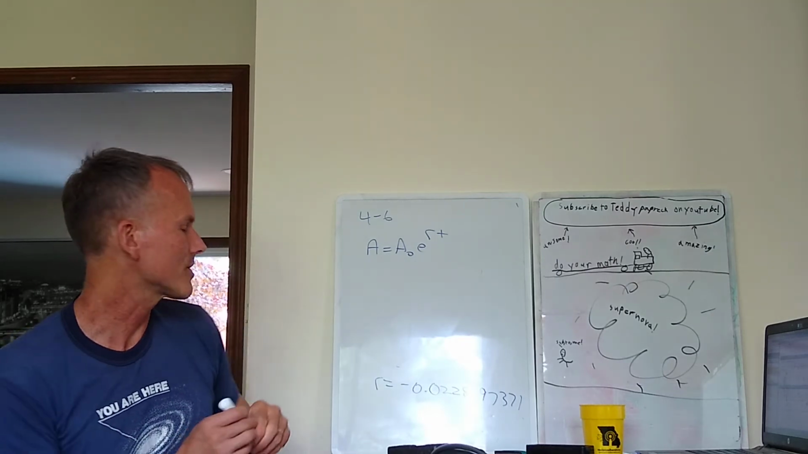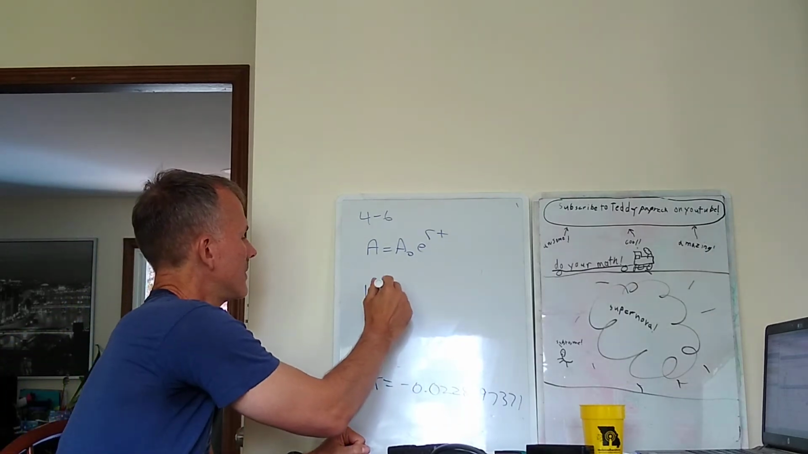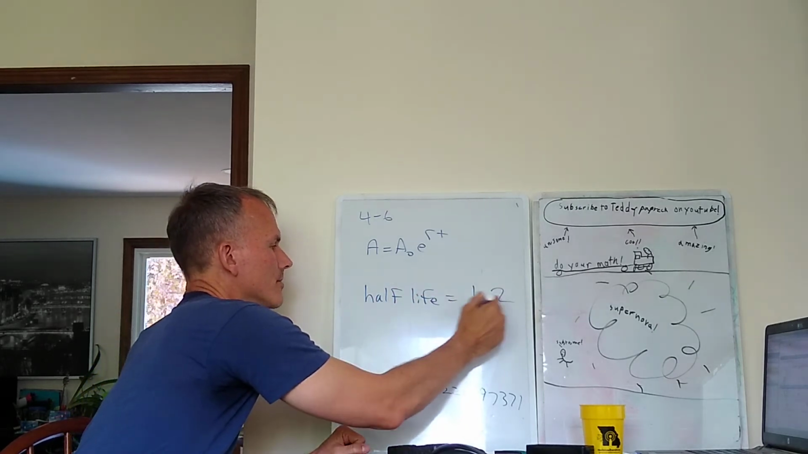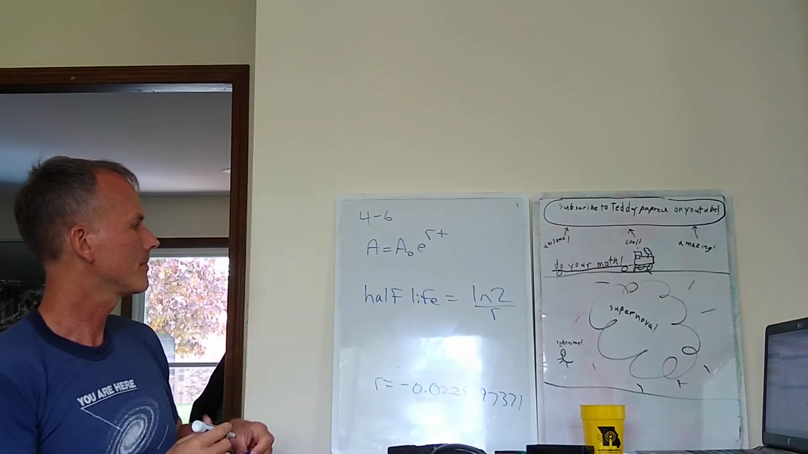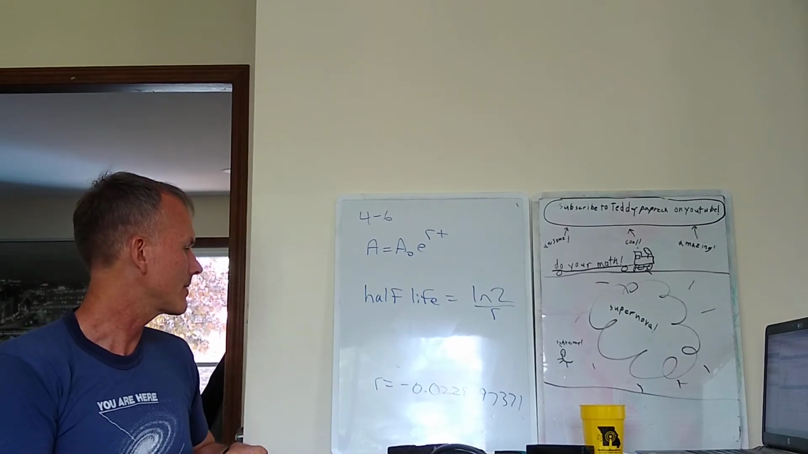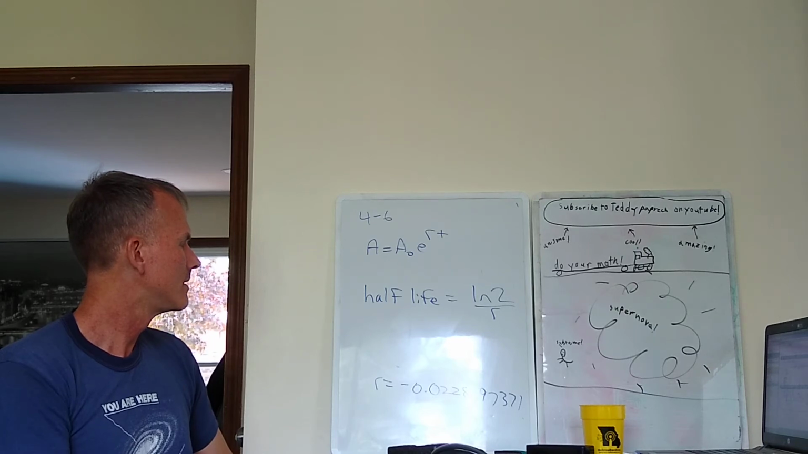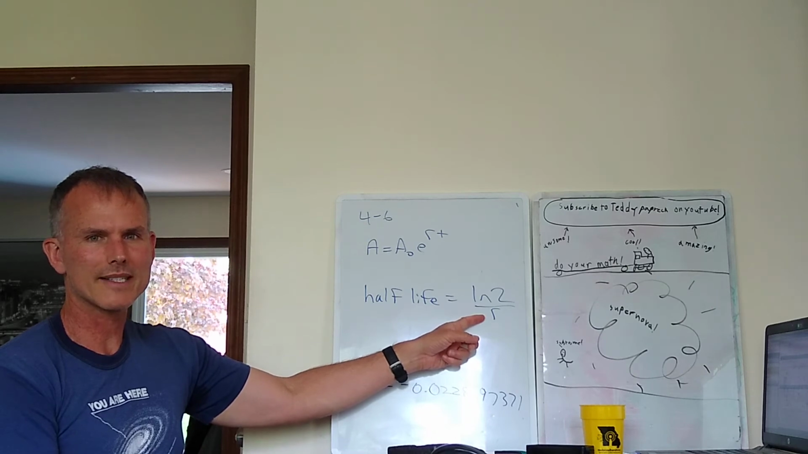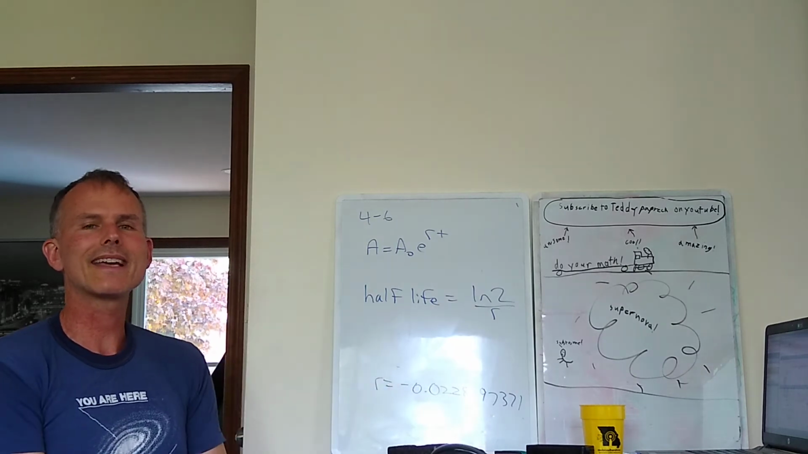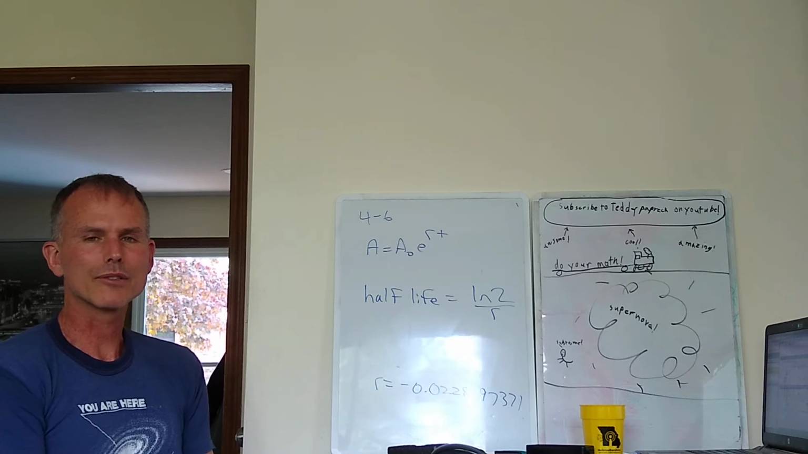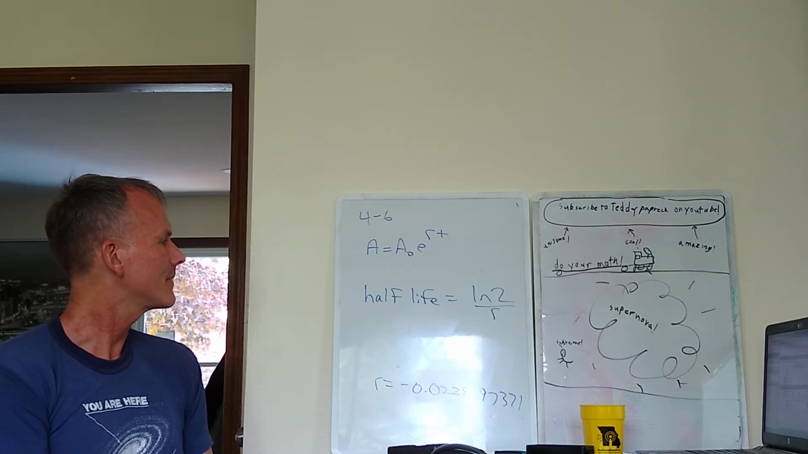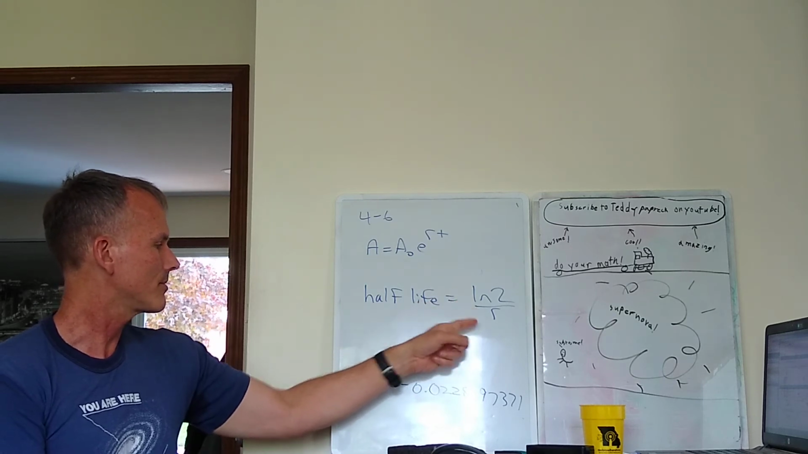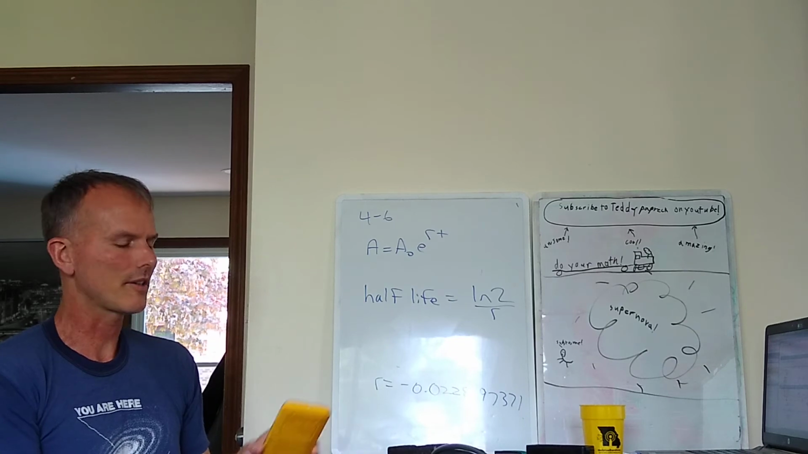The shortcut, of course, is this. Log 2 divided by R. I think I wrote that correctly. And if you look in the book, it'll probably say ln 2, natural log 2 divided by k. R and k mean the same thing. It's the growth rate or the decay rate. And so if I know R, all I have to do to find the half-life is take the natural log of 2 and divide it by R. So that's what I'll do.